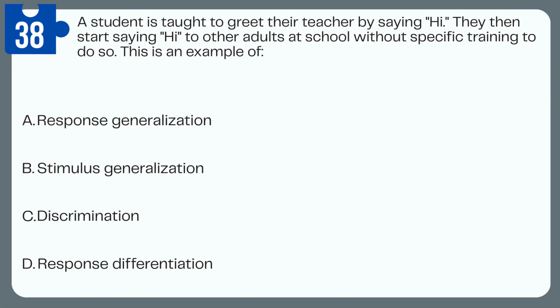Question 38. A student is taught to greet their teacher by saying hi. They then start saying hi to other adults at school without specific training to do so. This is an example of A. Response generalization. B. Stimulus generalization. C. Discrimination. D. Response differentiation.